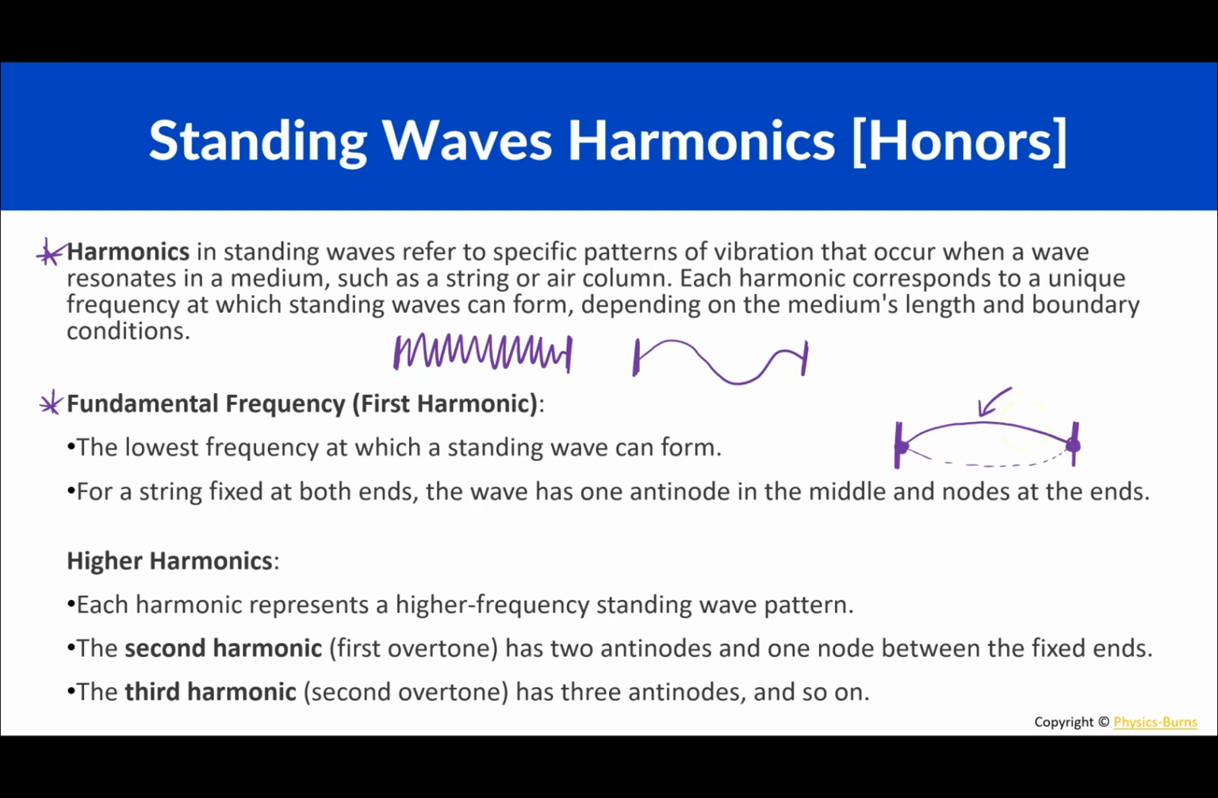Higher harmonics: each harmonic represents a higher frequency standing wave pattern. The second harmonic, first overtone, has two antinodes and one node between the fixed ends. So how that's going to look is, let's say, okay, and it's going to be reflected back. And then we see two antinodes, and then three nodes: 1, 2, 3. Okay. And as the frequencies get higher and higher, there are going to be more antinodes and nodes. We'll talk a little bit more about this soon.